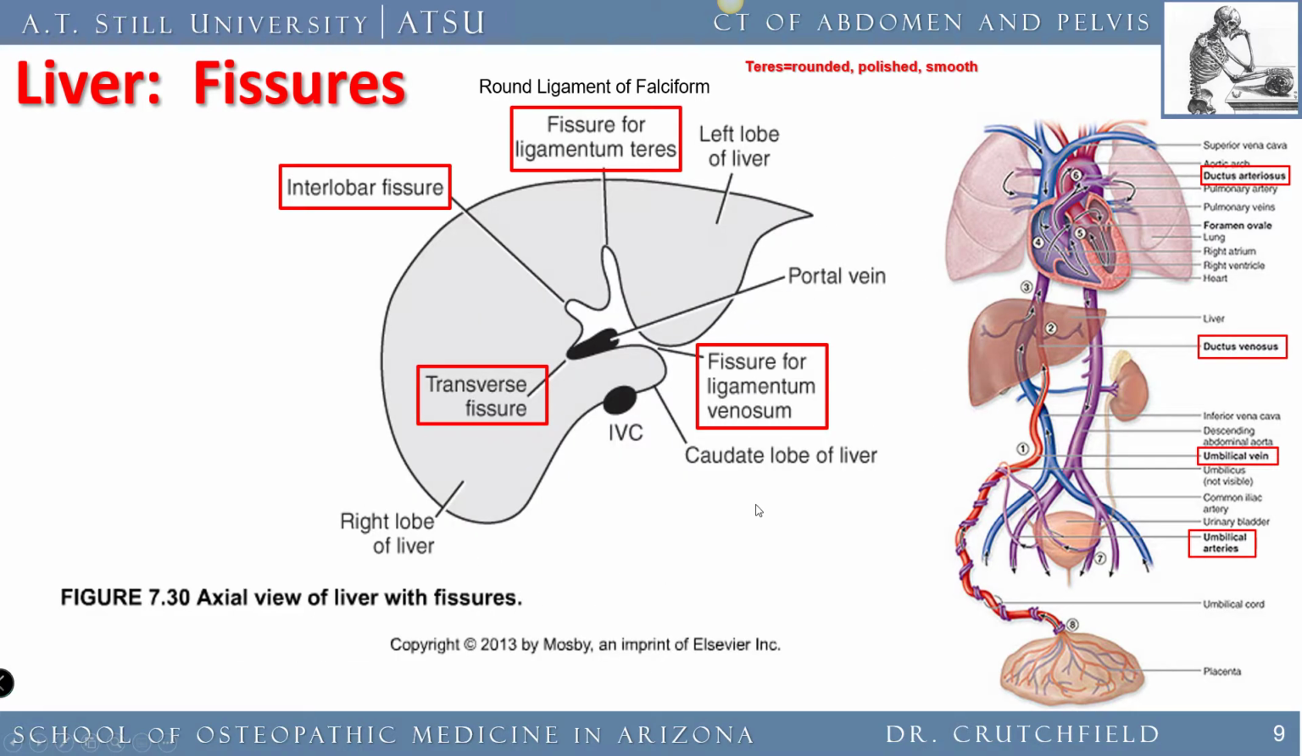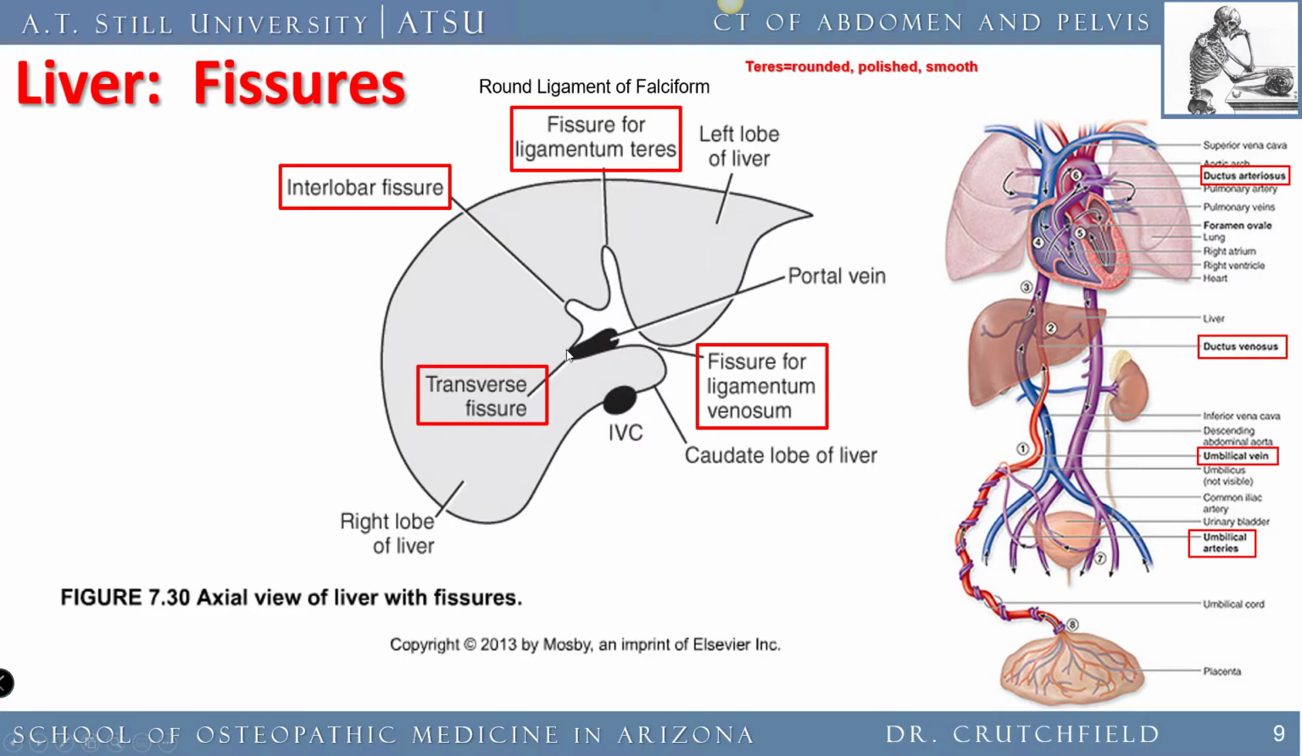So let's take a look at the fissures in the liver. And this will make a lot more sense when we look at a CAT scan itself. But if we look through a section of the liver, we can see remnants of these embryological structures. We have our inferior vena cava. We have the fissure for the ligamentum venosum, which is a remnant of the ductus venosus. And then we have the fissure for ligamentum teres, which is an interlobar fissure. That makes sense. And we have a transverse fissure.